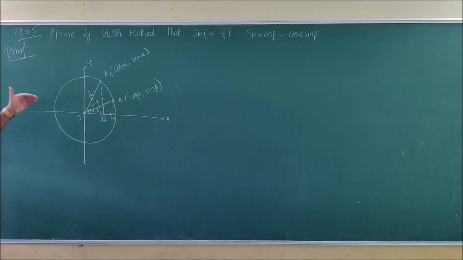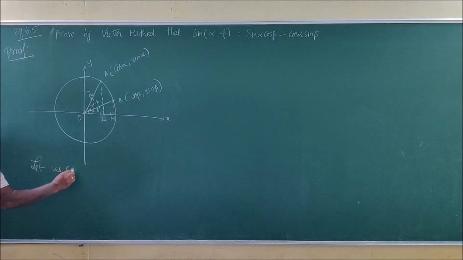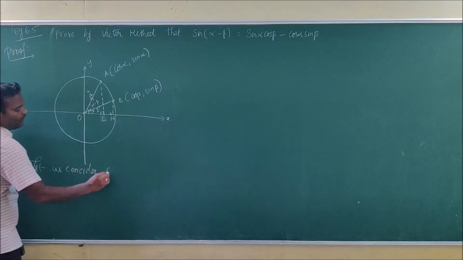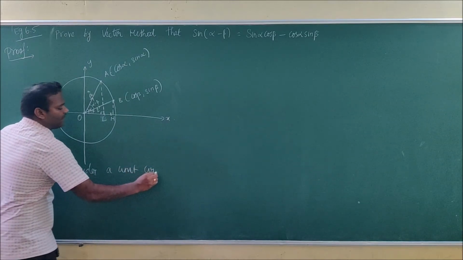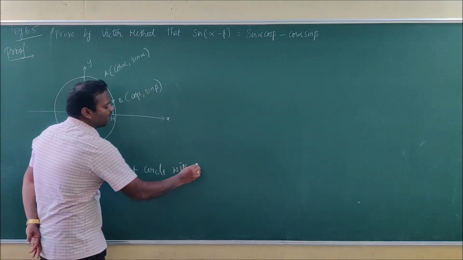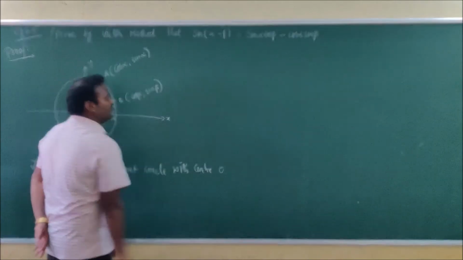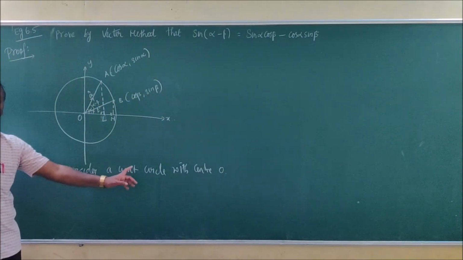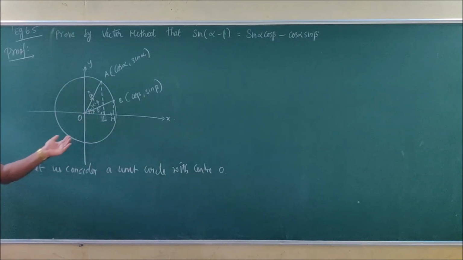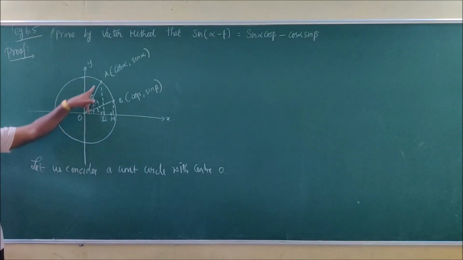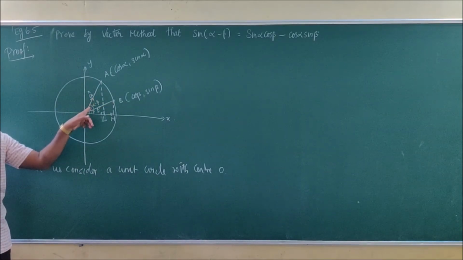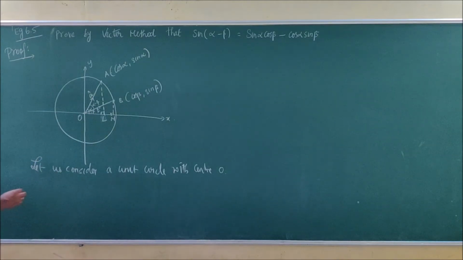Next I am going to write the statements. What is the first statement we are having? Let us consider a unit circle with center O. Unit circle means whose radius is 1, as I have mentioned earlier. Next, the lines OA and OB make angles alpha and beta with the positive x-axis.